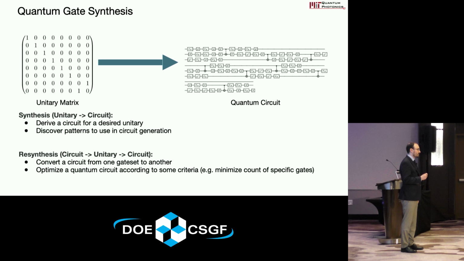Another way that synthesis is applicable to large quantum circuits is through resynthesis, which is taking your large circuit, cutting smaller pieces out of it, computing the unitary for each subcircuit, and then synthesizing that unitary. And now if your new synthesized subcircuit is more efficient than the original one, you can replace it, and you've now slightly optimized your larger circuit.